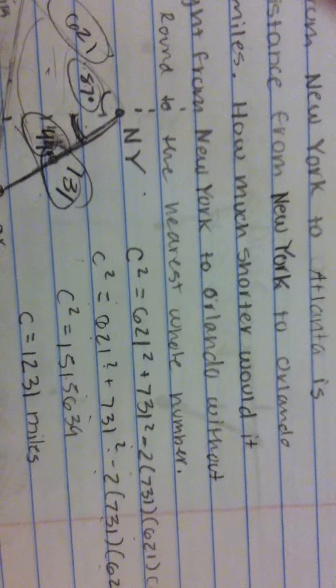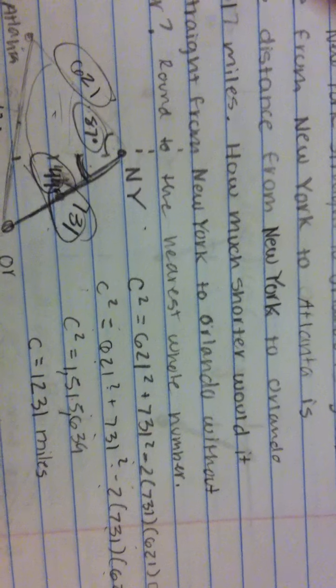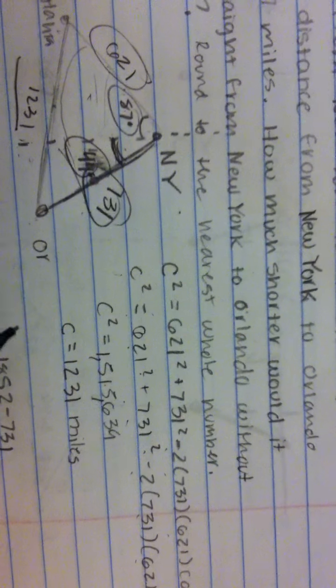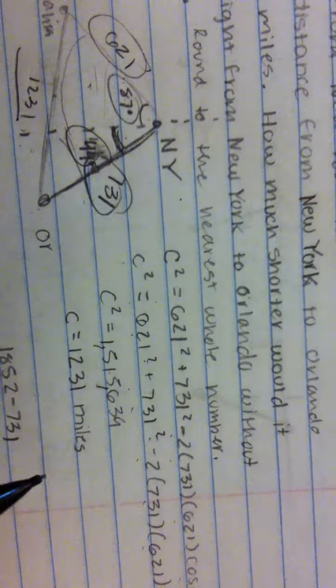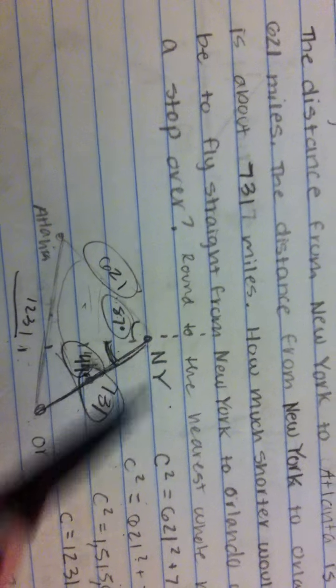When you plug that into your calculator, you end up with c squared equaling 1,515,639. Taking the square root of that, c is 1,231 miles. Now, we found how long this is, but that still doesn't tell us how much shorter the distance is straight from New York to Orlando.